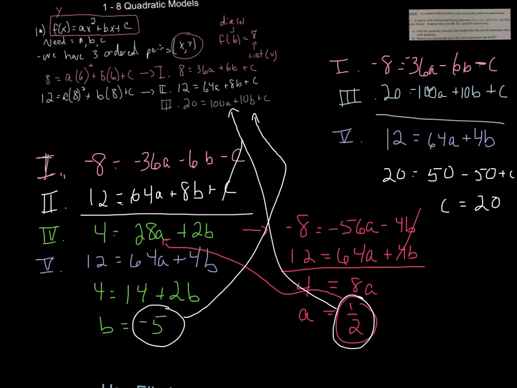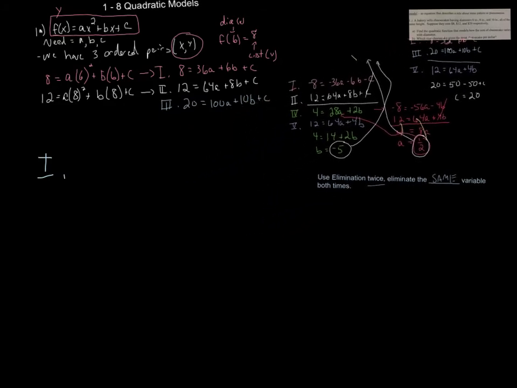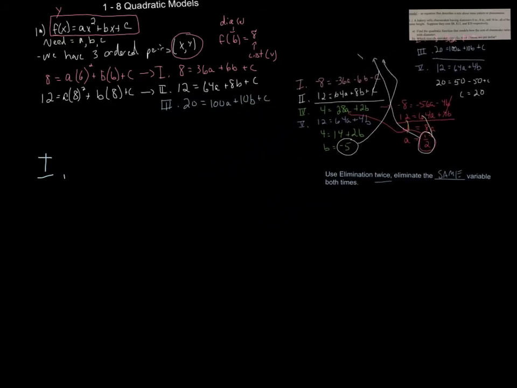And remember what I said earlier? Earlier I said that we needed a, b, and c. Well, guess what? We have a, b, and c. Let's write our equation. Dun da da da. I know you're excited. And here it is. Let me get this out of my way so I've got a little room. f of x equals a is 1/2 x squared, b was -5, x plus c was 20.